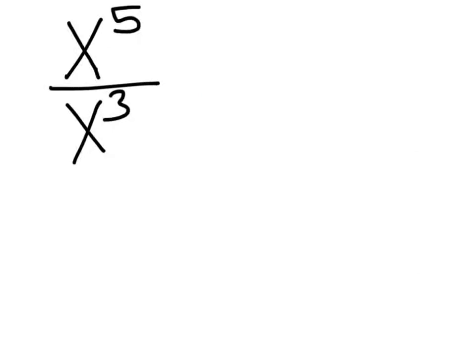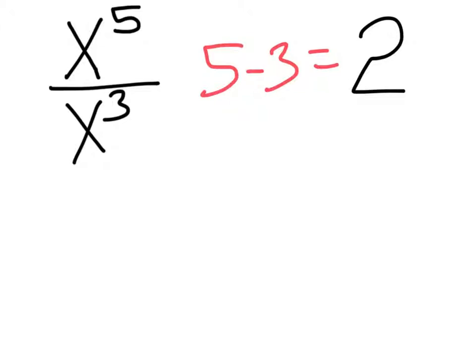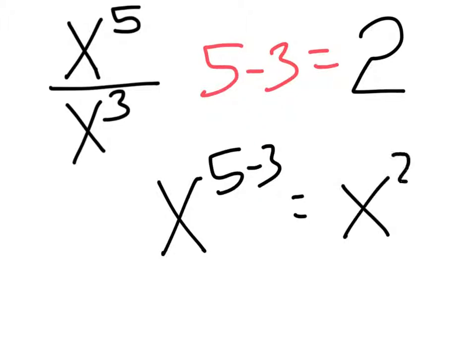There is, however, an easier way to do this. If we look, the bases are the same, right? And if we look at just the exponents, because this is division, we're going to subtract. So I know that 5 minus 3 equals what? 2. What we can then do is write it as x squared. This is our answer.